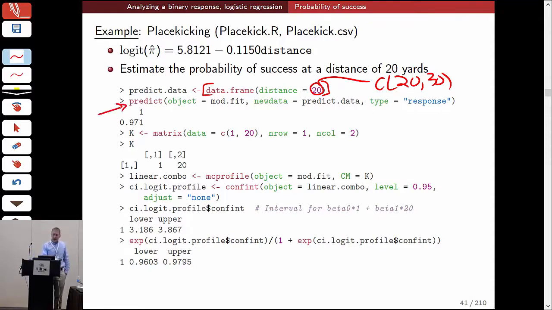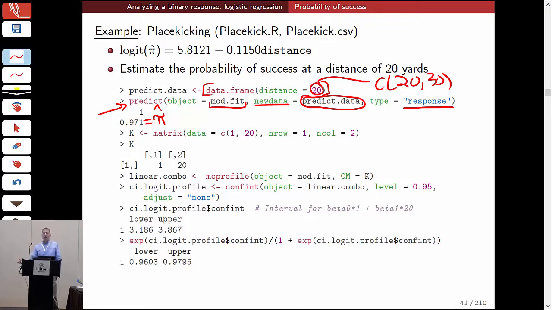Then to get the pi hat, I use the predict function. I'm going to take information from my model's fit, mod.fit, and what do I want to predict at? Well, that's where the newdata argument comes into play, and I simply use that data frame that we just created, and I want pi hat out. In other words, I want to estimate the expected value of y, the response essentially. So type equal response is the argument that we need. And so my pi hat is 0.971, a very high estimated probability of success.